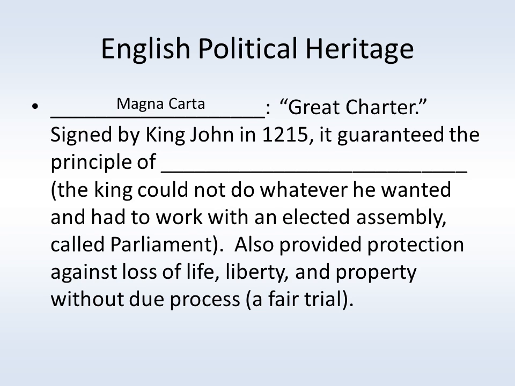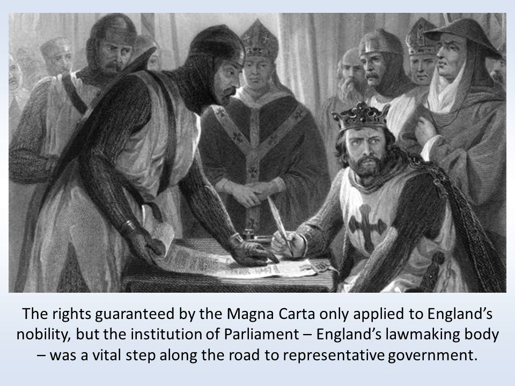Signed by King John in 1215, the Magna Carta guaranteed the principle of limited government, the idea that the king could not do whatever he wanted and had to work with an elected assembly called Parliament. The Magna Carta also provided protection against loss of life, liberty, and property without due process, otherwise known as a fair trial. The rights guaranteed by the Magna Carta only applied to England's nobility, but the institution of Parliament, England's lawmaking body, was a vital step along the road to representative government.